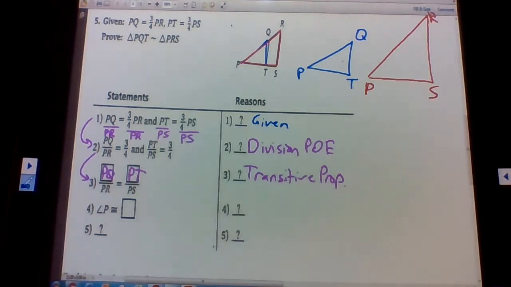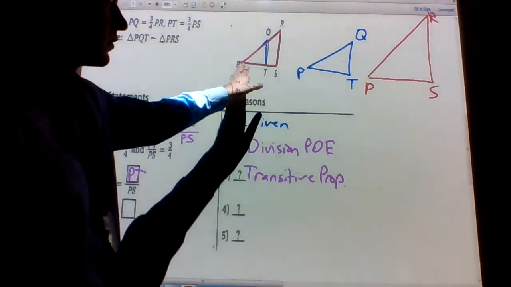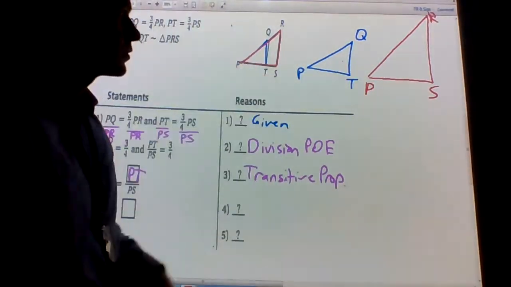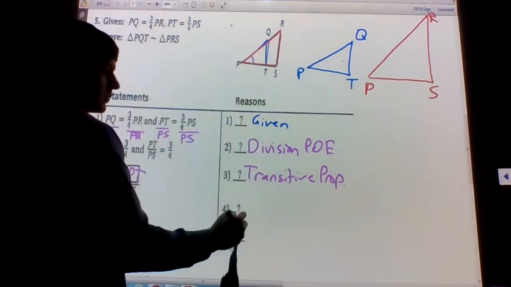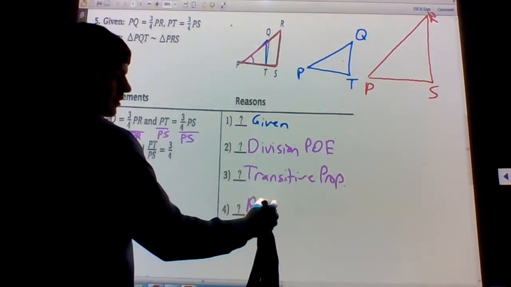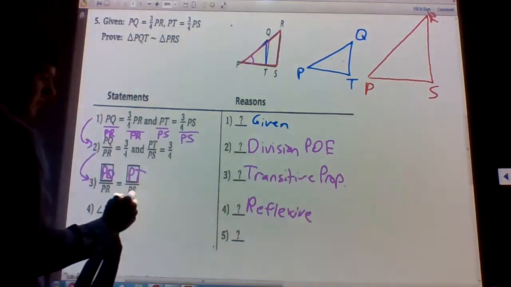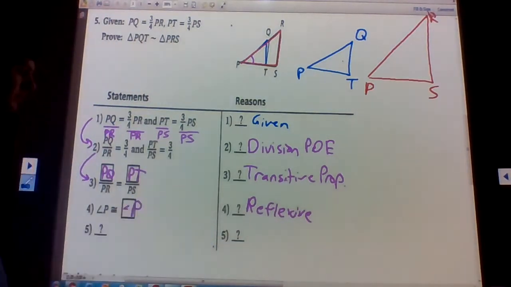And then what do we know angle P is congruent to in the other triangle? Angle P matches up with angle P. And why are they congruent? That is our reflexive property. Right? It's equal to itself. So angle P is congruent to angle P.